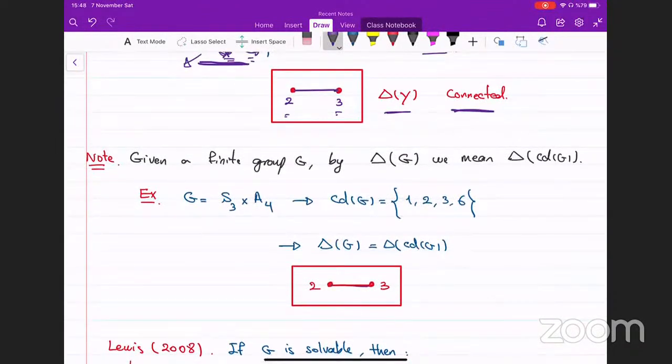Here I started working with a non-empty set of positive integers, which was a finite set at the same time. But I want to discuss this graph for a finite group. So I need a set of positive integers with respect to a group. Okay, so I have a group. I need a set of positive integers with respect to G. You may find different sets.